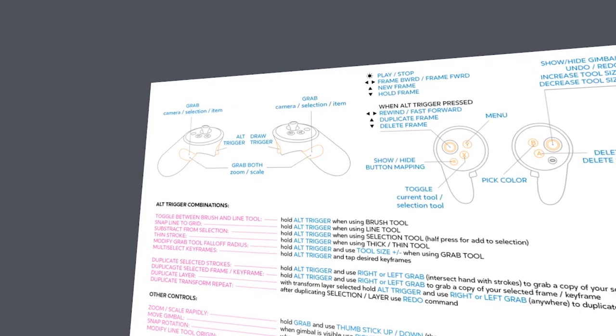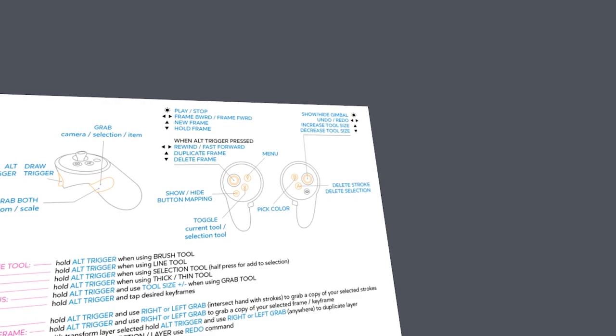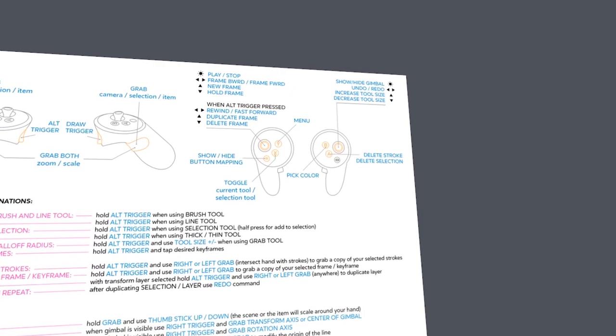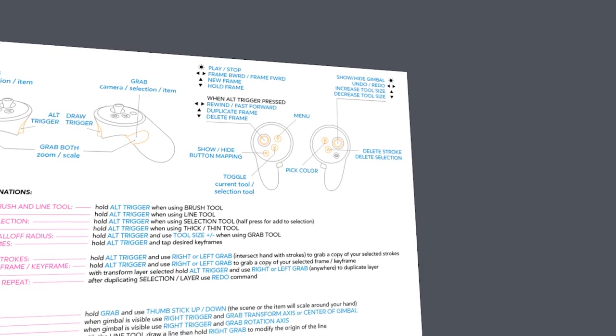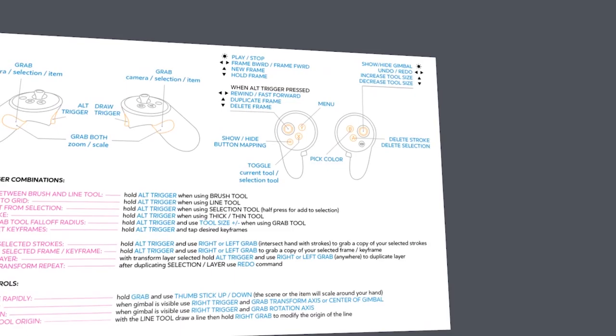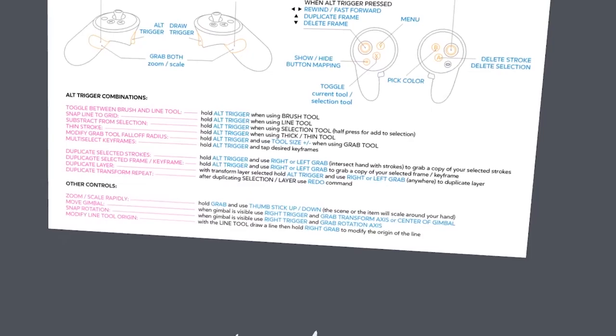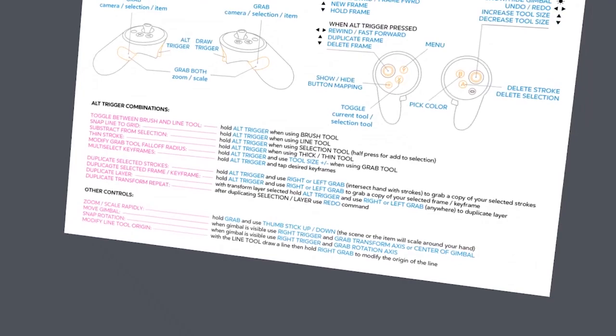The right controller is a little bit more complicated. Just make sure to go through all these: undo, redo, tool size, up and down for changing the brush size and stuff like that. That's all self-explanatory. One very important button that I always use is the toggle current tool and selection tool, which is the X button that you see up there. That is super valuable, and I'm gonna teach you why. And then down here you have a few super valuable combinations. Might seem overwhelming at first, but if you dig deeper, it's actually not that complicated.